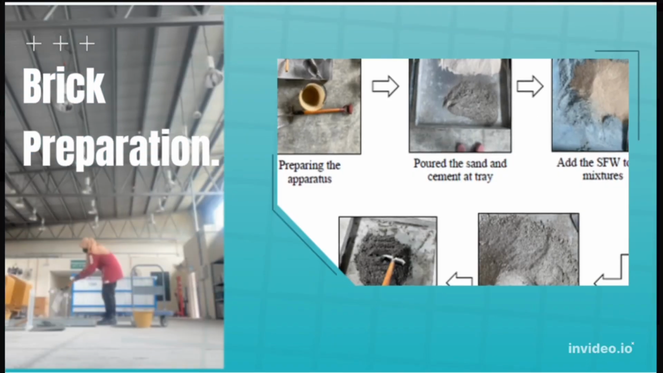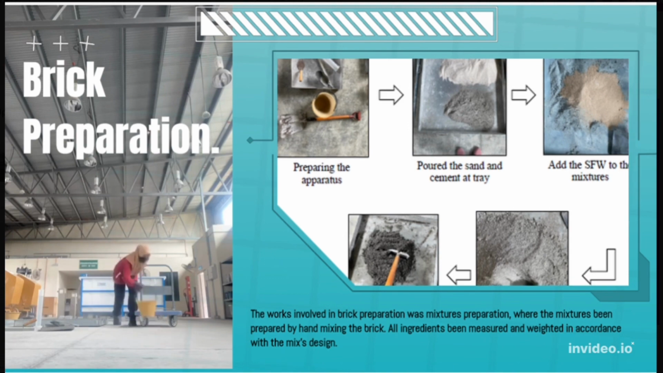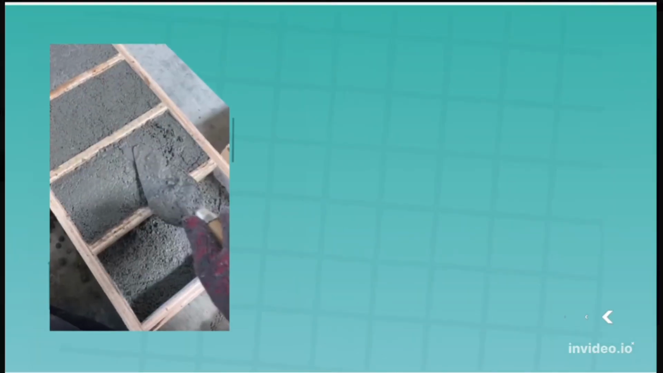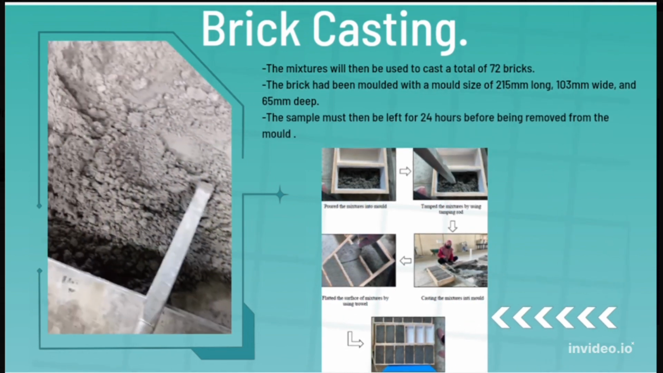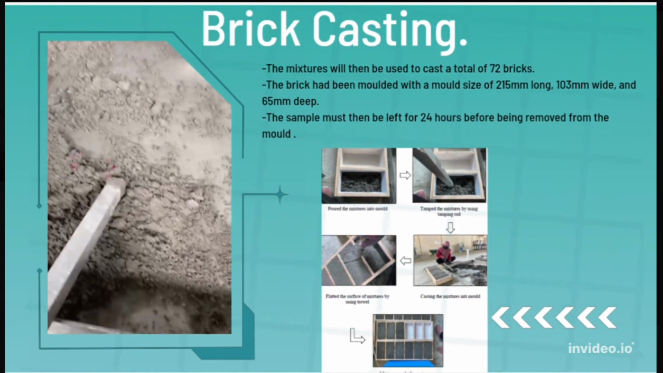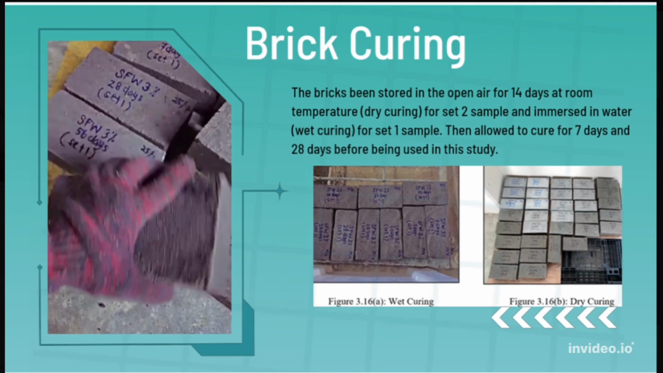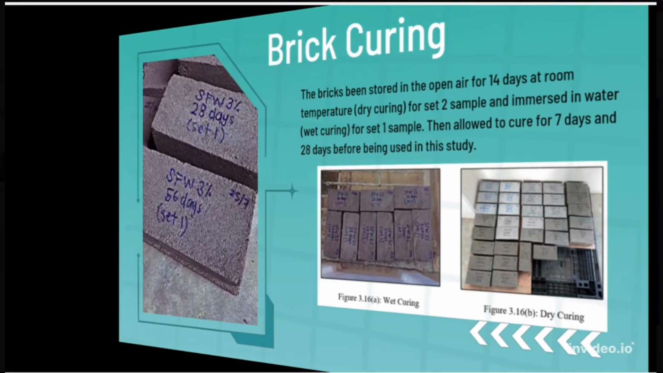Now let's move to how the brick was prepared, as shown in the figure and video, where the mixture was prepared by hand mixing. After the mixing process is done, the mixtures are used to cast a total of 72 bricks, and the samples must then be left for 24 hours before being removed from the mold. After that, the brick samples went through wet and dry curing for about 7 and 28 days.